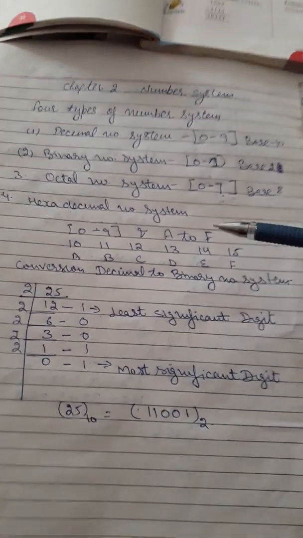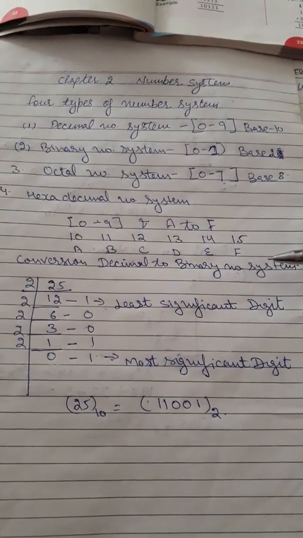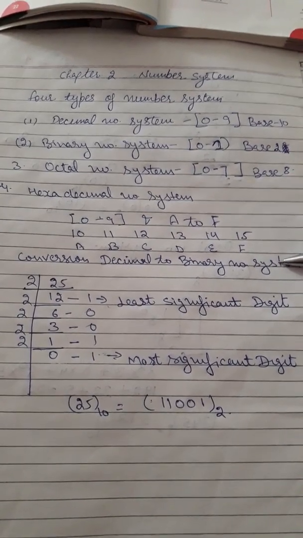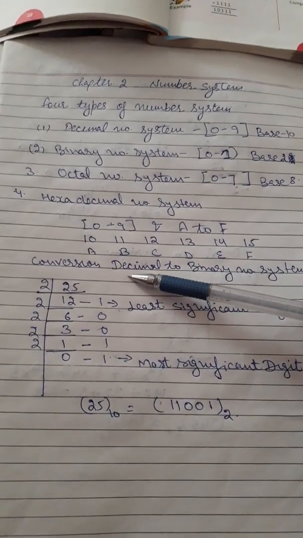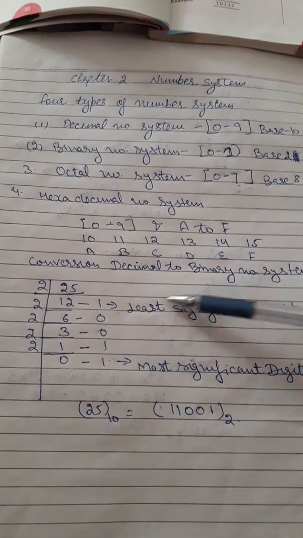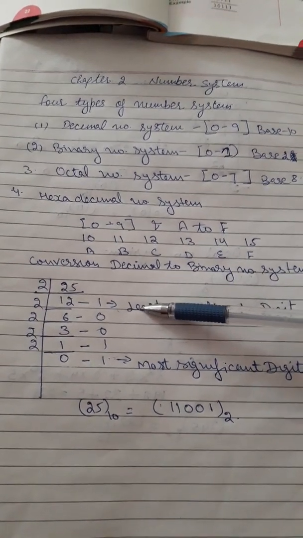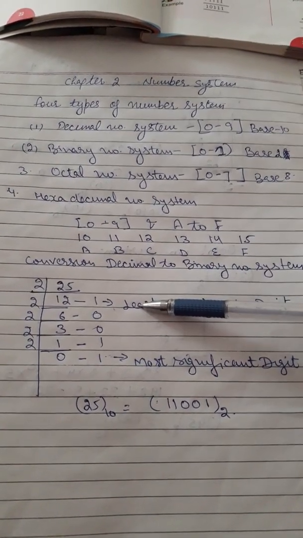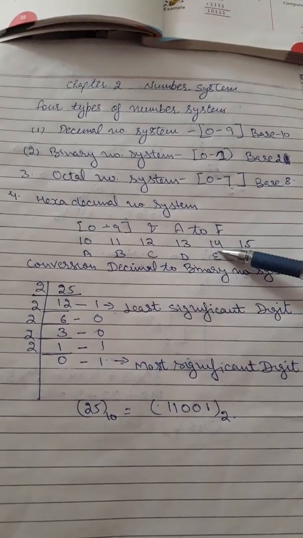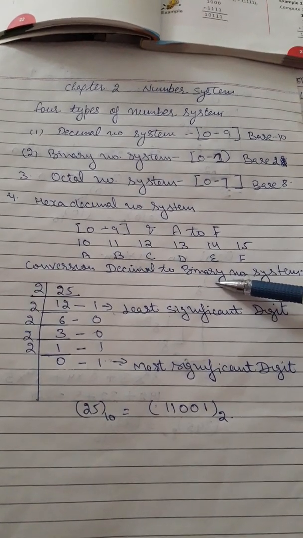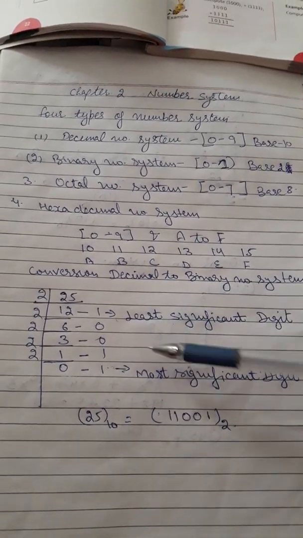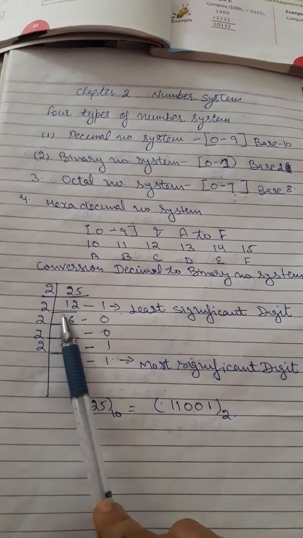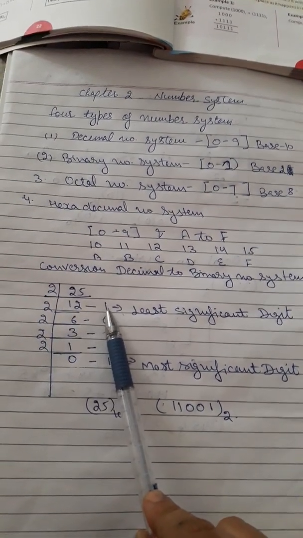Now next is how we can convert decimal number system to binary number system. In our early classes we have done LCM, but in LCM we are using different numbers 2, 3, 4, 5, 6. But in decimal number to binary number, because binary base is 2, we are using here only digit 2. Okay, so simple here 2, then 25, left is 12, then left 1.